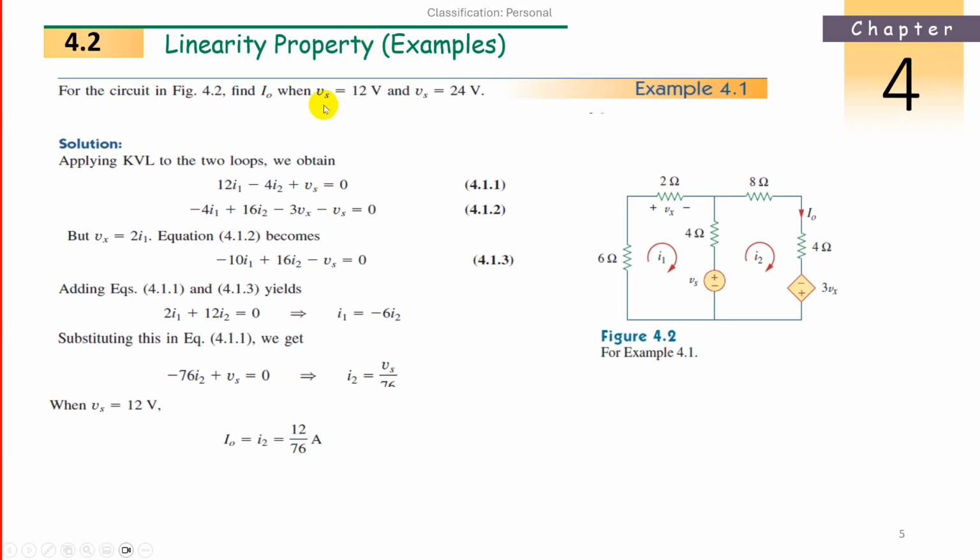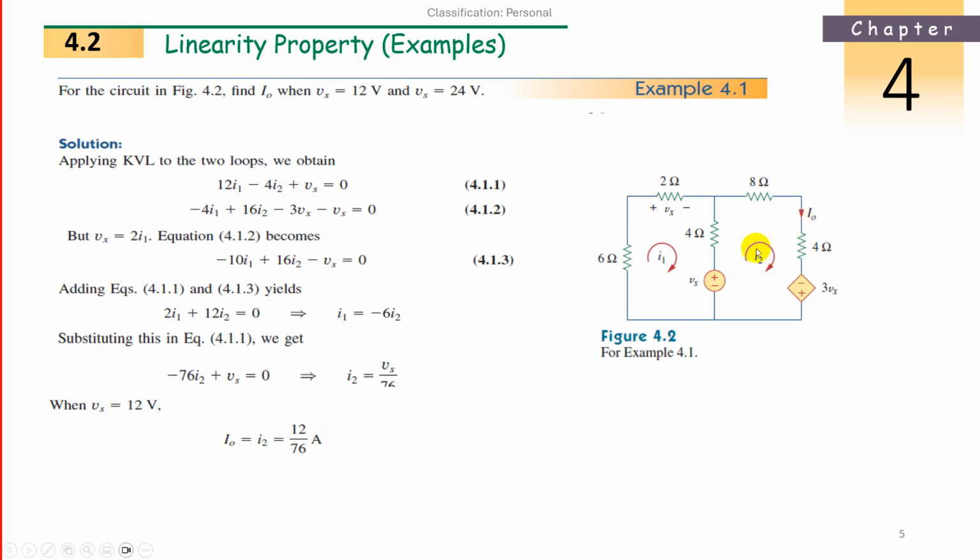Now we apply the source voltage. How much? 12 volts, and then apply the source voltage 24 volts. Two cases. First case, Vs is equal to 12. That is, substitute here, in the Vs. That is I0. We need I0, right? We need I0. What is I0 here?